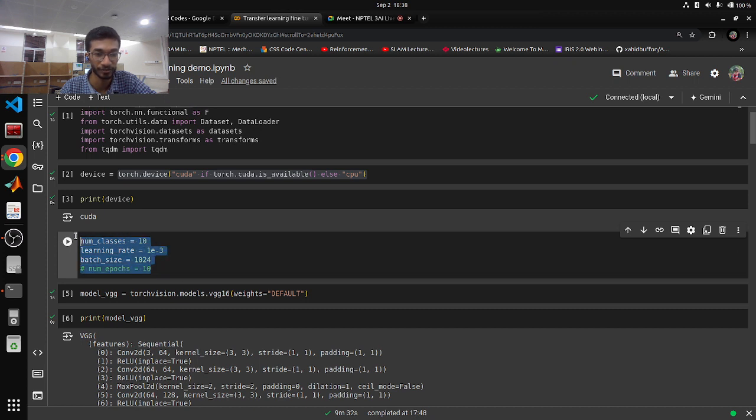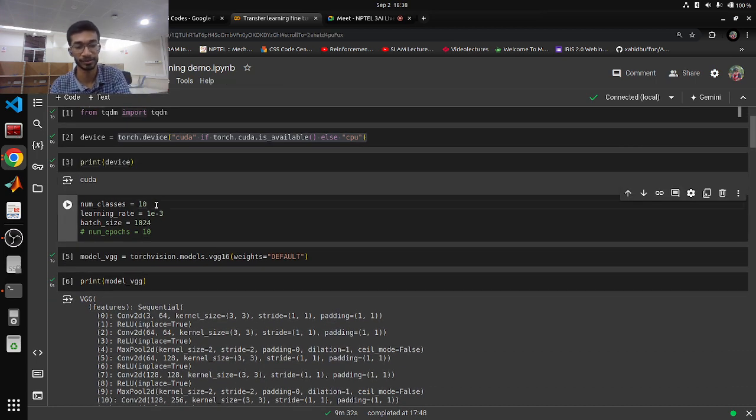This is actually the specification for our current application. In this case, we are looking at training on the CIFAR-10 dataset, which has only 10 classes. And we are just setting some learning parameters for our retraining purpose, and the batch size is also set.